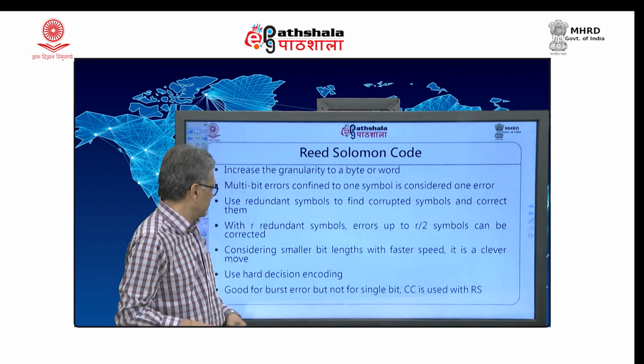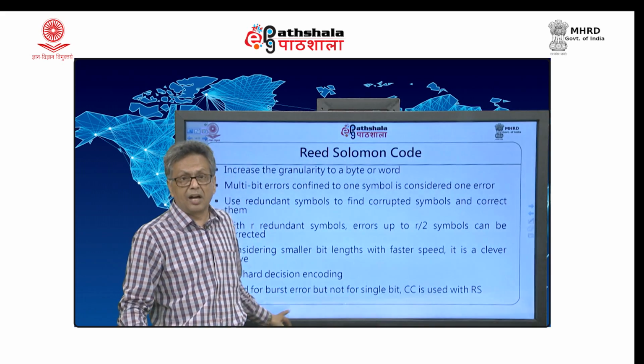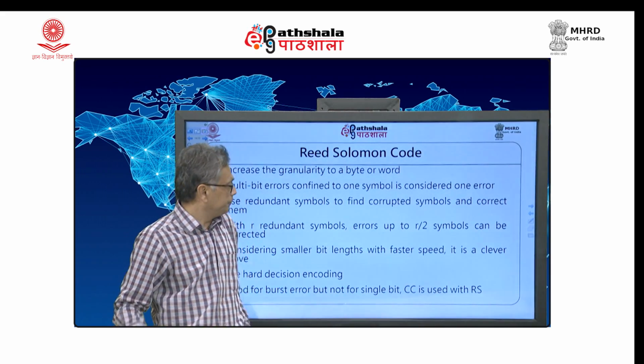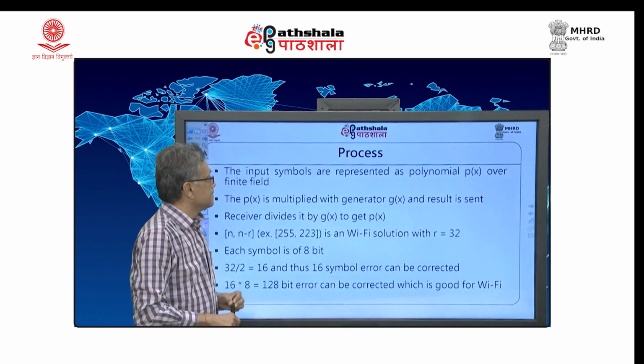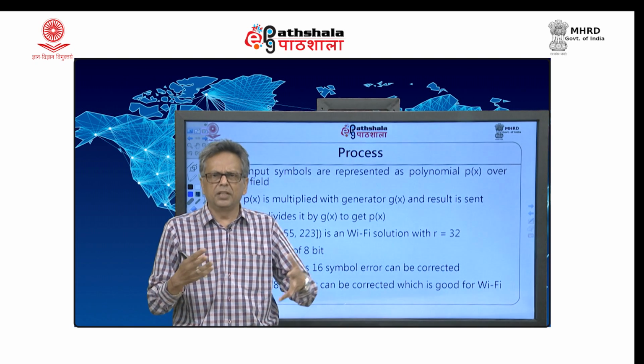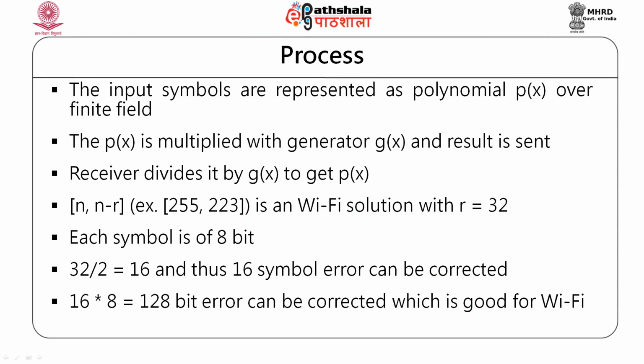So, that is the power of this code, but it uses hard decision encoding, remember it is not soft decision, will not be AI based. Okay. And the process is a little clumsy, but straightforward if you are a mathematician. What you are sending is called Px. You divide it by something called Gx, the receiver multiplies it by Gx, the receiver divides it by Gx, okay, and you get the data back.